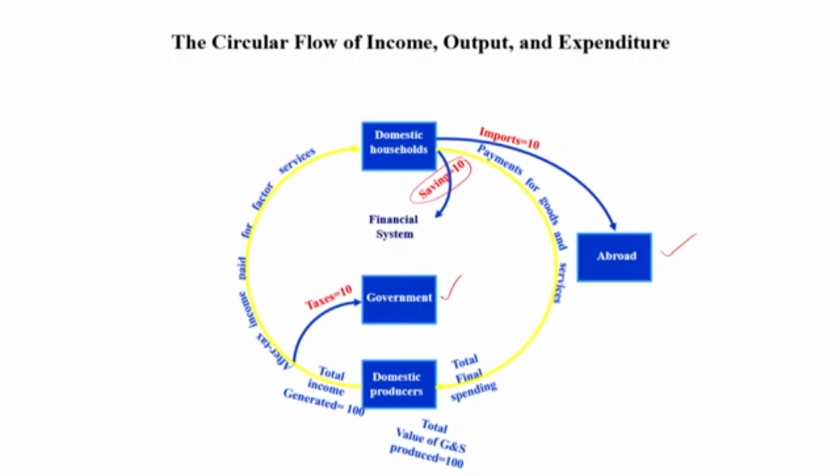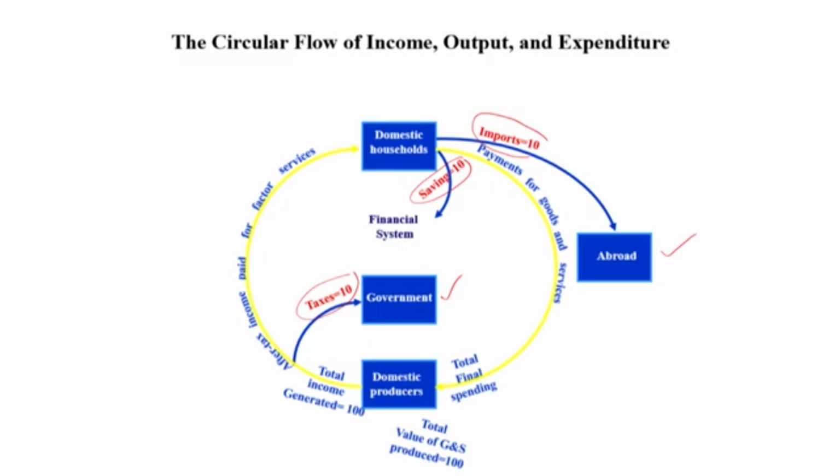And similarly, the government collects tax from households and firms. Suppose they collect tax, from 70, 10 is the tax. And similarly, we import goods and services from abroad, we import goods from other countries. That means out of our total income, for example, 10 we are giving abroad, we are spending abroad. So all these 3 are leakages.